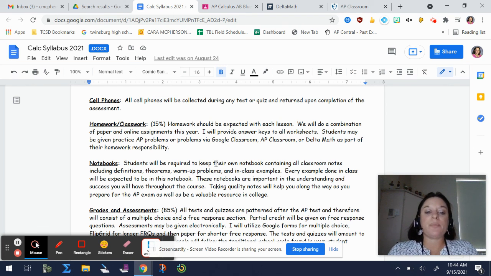As far as grades, 15% of their grade is homework. The homework is associated with each lesson. It's often assigned on Delta Math. I do give them time to work on homework in class. I think it's so important right after the lesson to start practicing it. So if they have a question or an issue, I'm close by, and I can help them out.